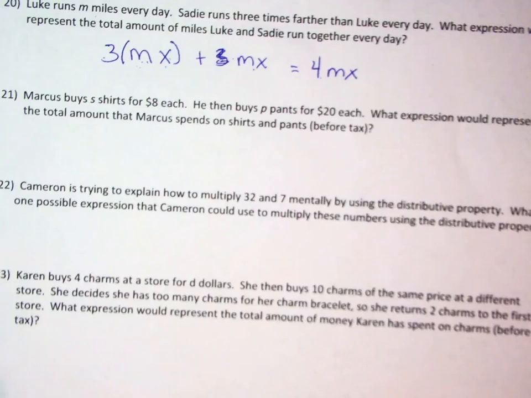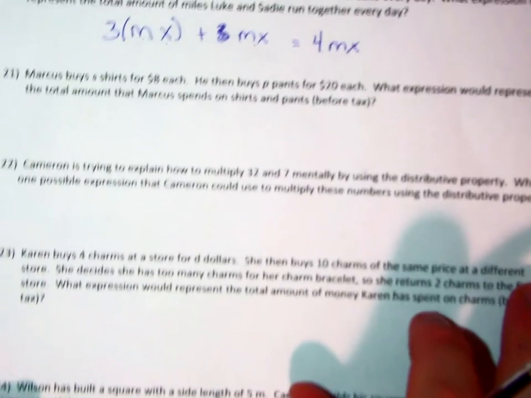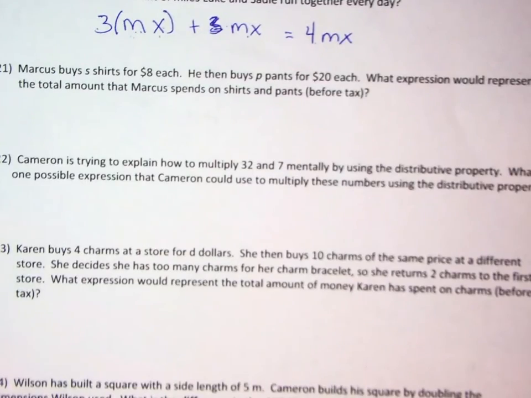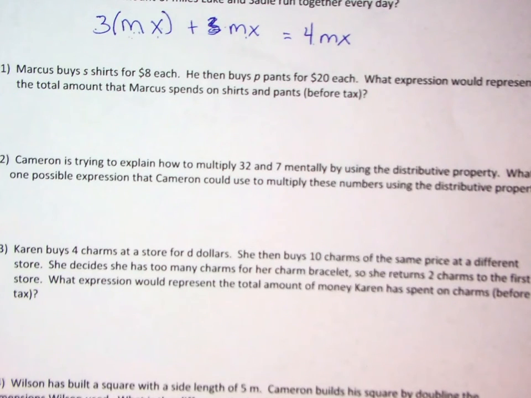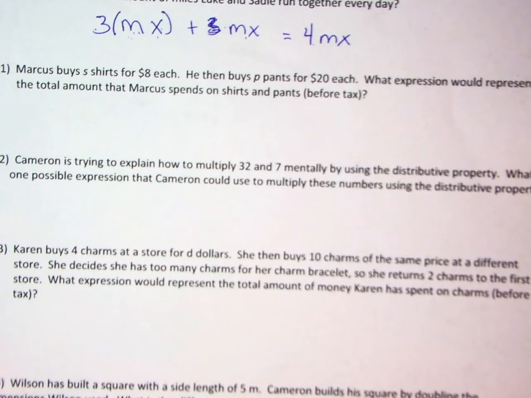Number 21, Marcus buys S shirts for $8 each. He then buys P pants for $20 each. What expression would represent the total amount that Marcus spends on t-shirts and pants? And this is before tax. We're not calculating any tax into this problem.